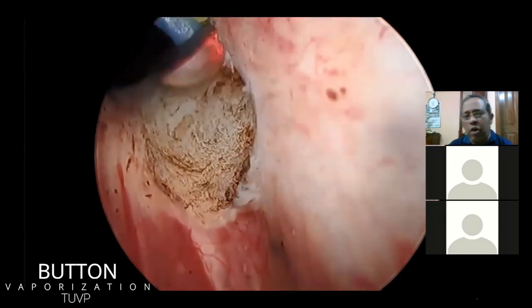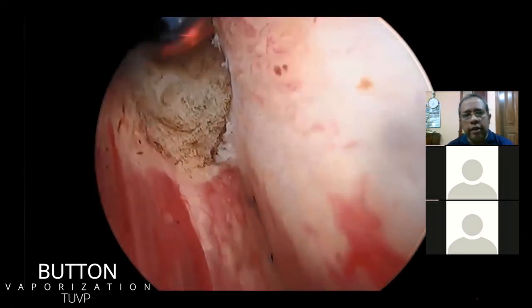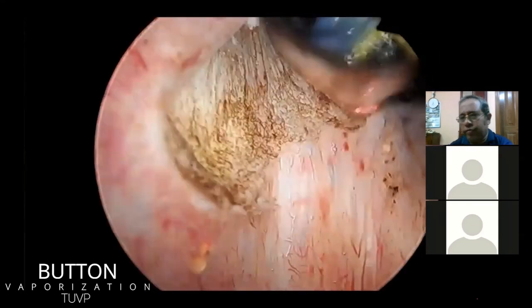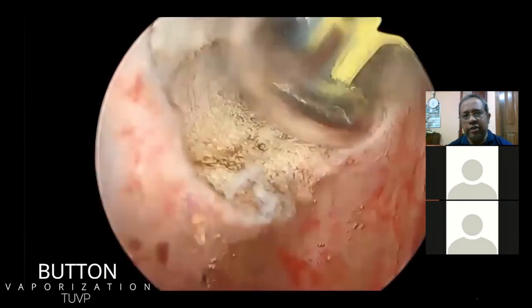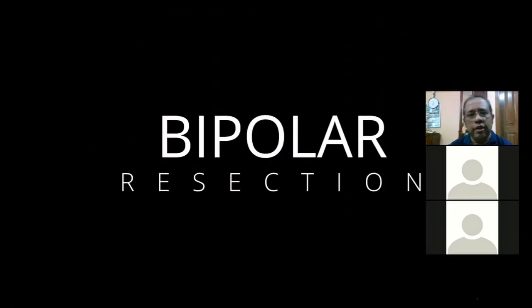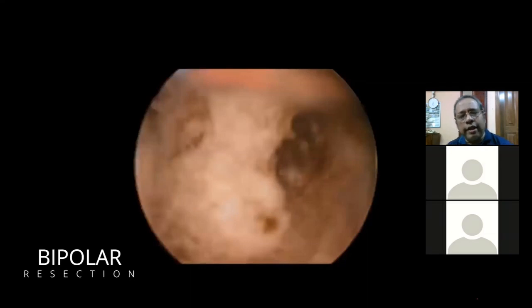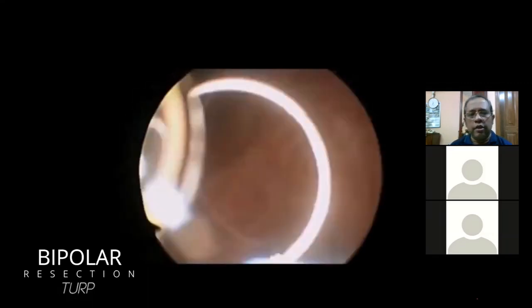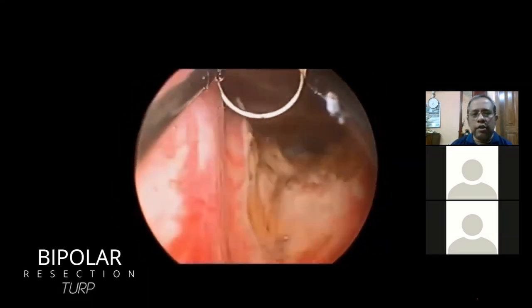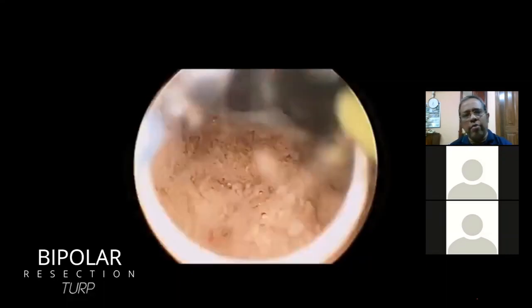So look at how the vaporization happens by the button TURP. This is the Olympus mechanism. Just grab the tissue and it becomes vaporized. So look, it cuts the tissue with the resectoscope sheath. The median lobe is cut. Go down.